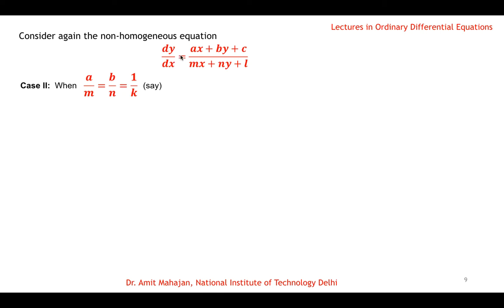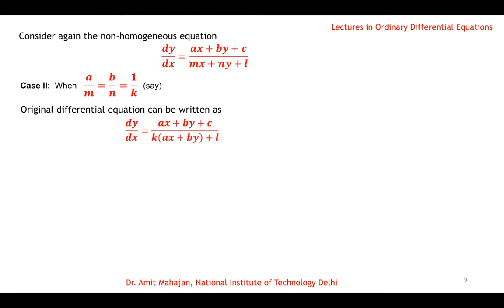The second possibility is that the ratio of coefficients of x and the ratio of coefficients of y are equal. If a by m and b by n are equal, and say they are equal to 1 by k, then we simply substitute m as ak and n as bk. If I put m as ak and n as bk, then I can rewrite this equation as this.